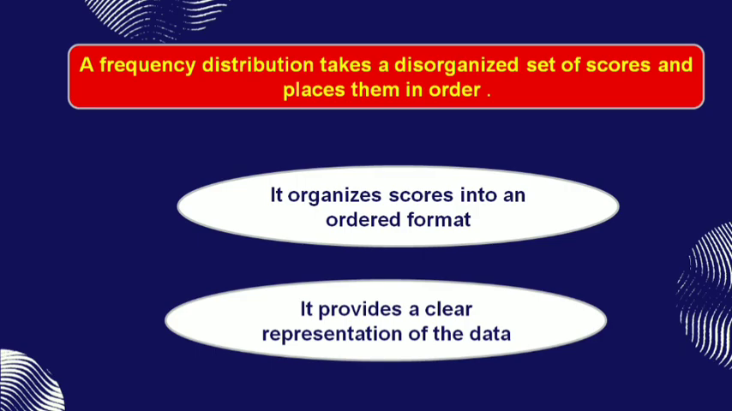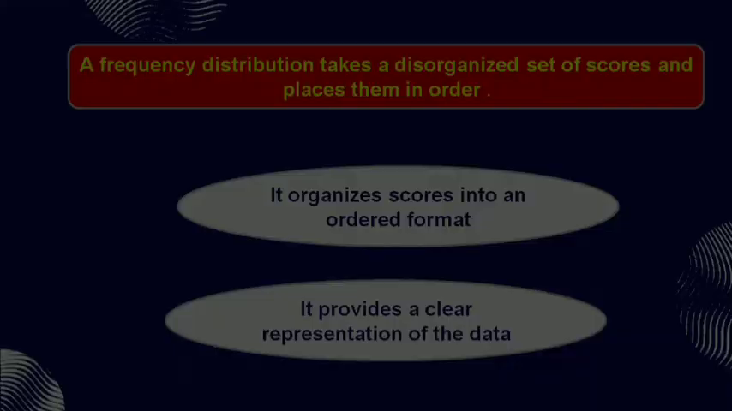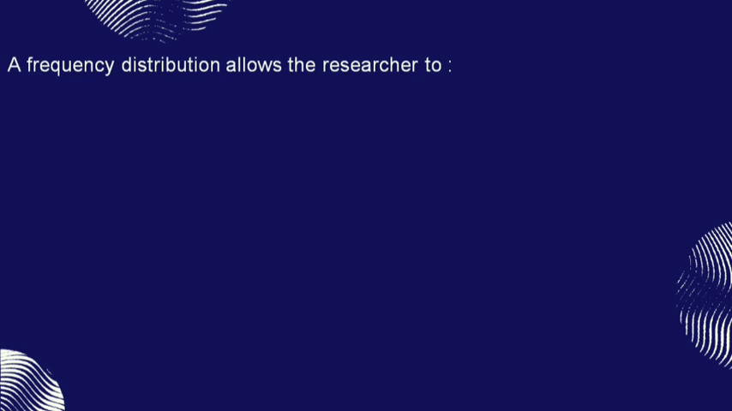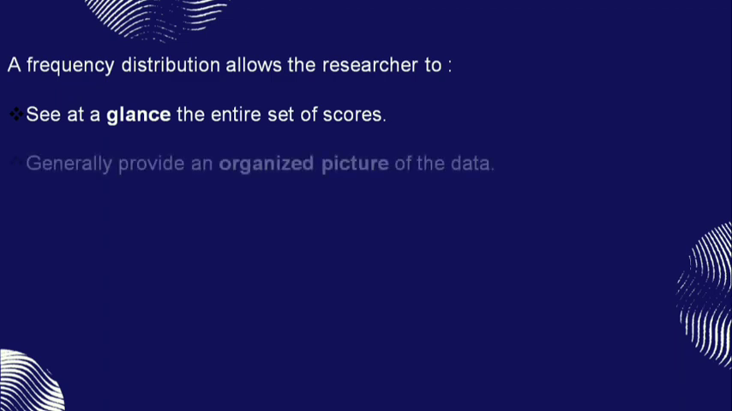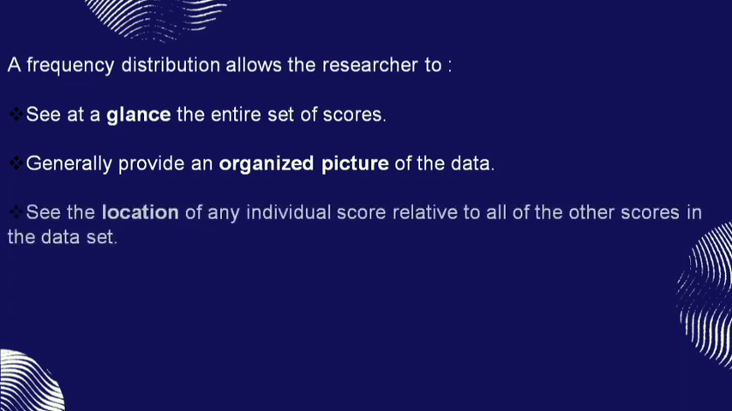A frequency distribution table allows researchers to see at a glance the entire set of scores. By looking at the frequency distribution table, the researcher can gain an overview of the data set without having to examine each individual data point. A frequency distribution generally provides an organized picture of the data. When you create a frequency distribution, you are structuring the information in a systematic and orderly manner. Organizing the data provides clarity, pattern identification, and comparisons.